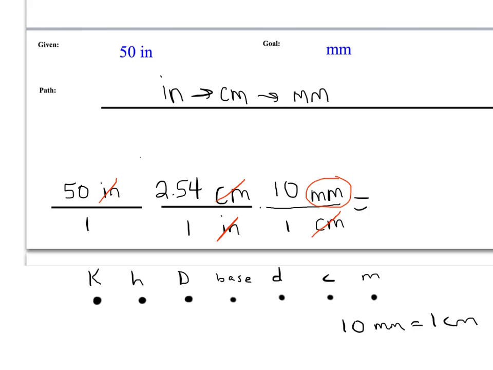Now what I would do is take my calculator out, and take all of the numerator numbers and multiply them together. So 50 times 2.54 times 10. And that would give me 1,270. In the denominator, I have 1 times 1 times 1. And 1 times 1 times 1 is 1. So my final answer would be 1,270 millimeters divided by 1, which would give me 1,270 millimeters. And that is my final answer.